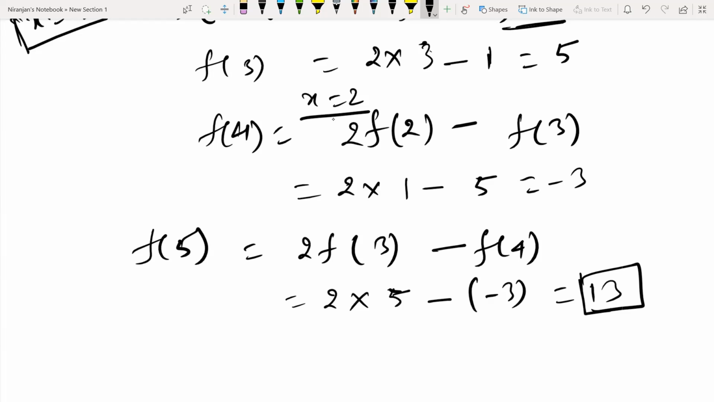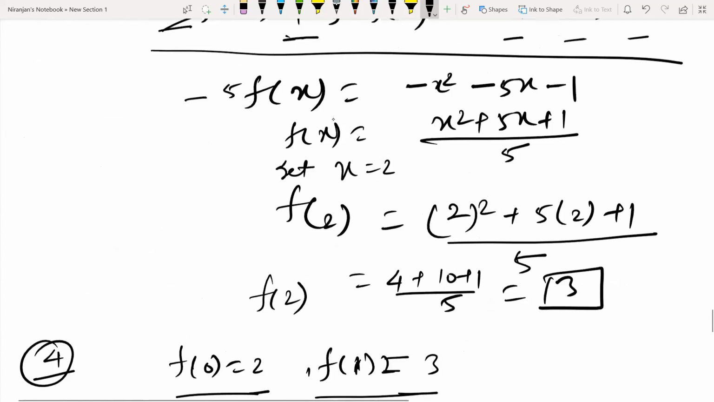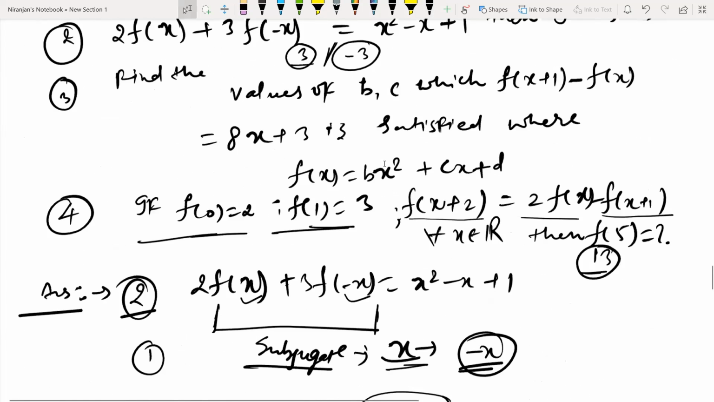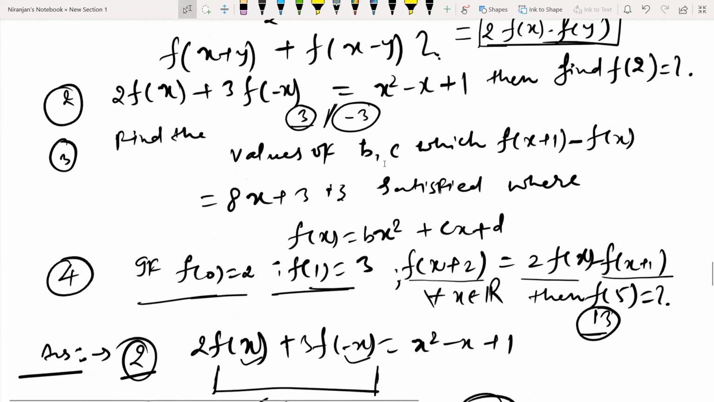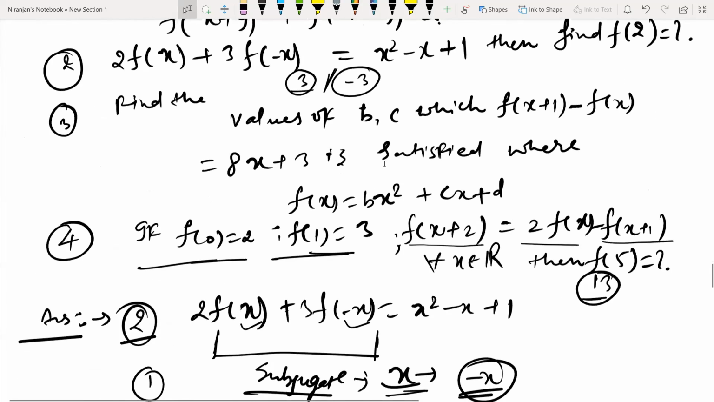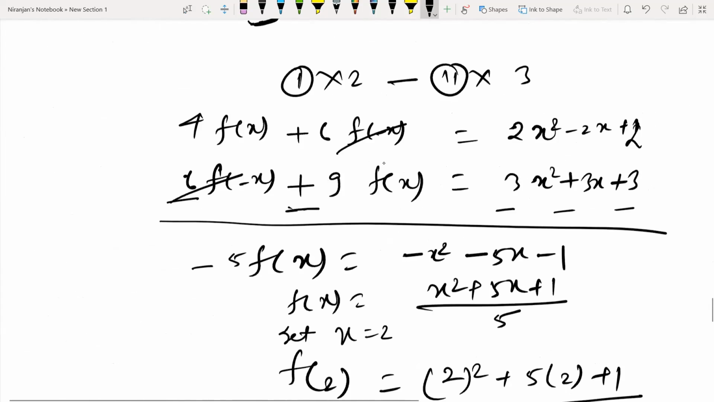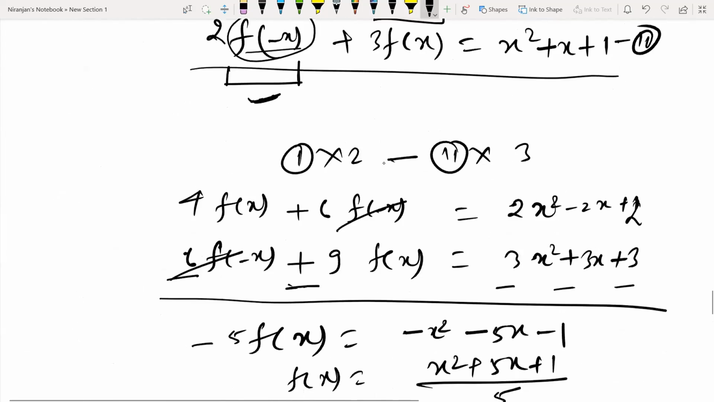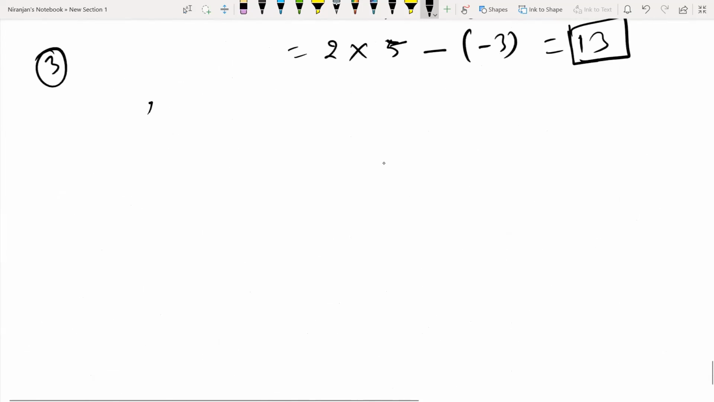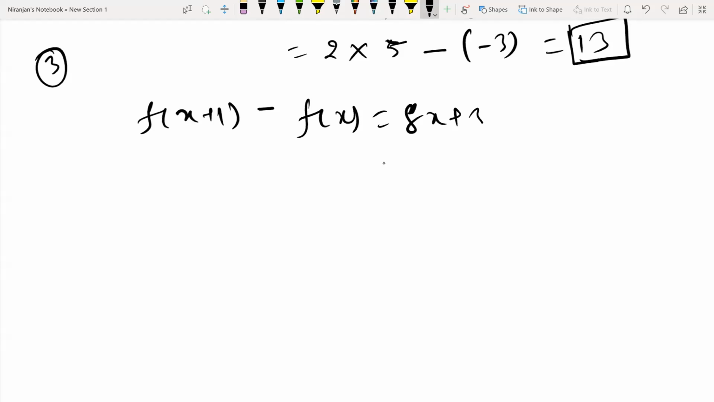Questions, doubt? No doubt. Question number 3. It says find the values of b and c such that f of x plus 1 minus f of x equal to 8x plus 3, and this is the expression. Let me just see again. Anyone got the answer for this one? Anyone find value of b and c?